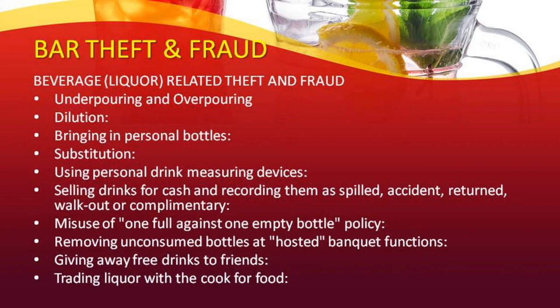And lastly, trading liquor with the cook for food. A precaution that can be taken is to enforce strict eating and drinking policies. Management should stay alert for signs of eating and drinking, for example, plates and glasses in the restroom or items hidden at workstations, etc.